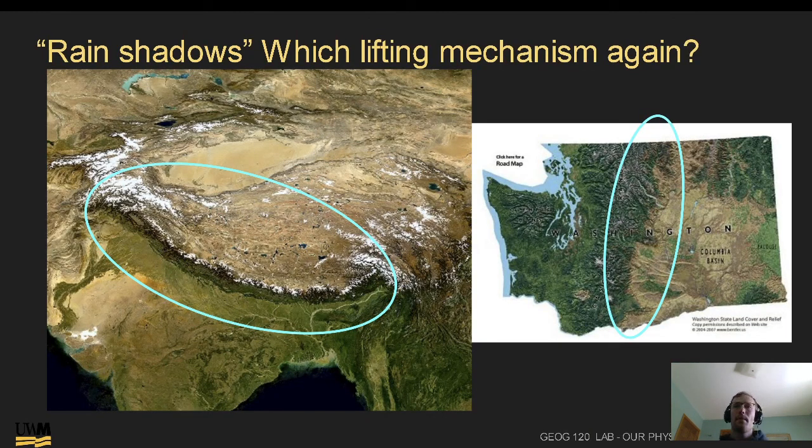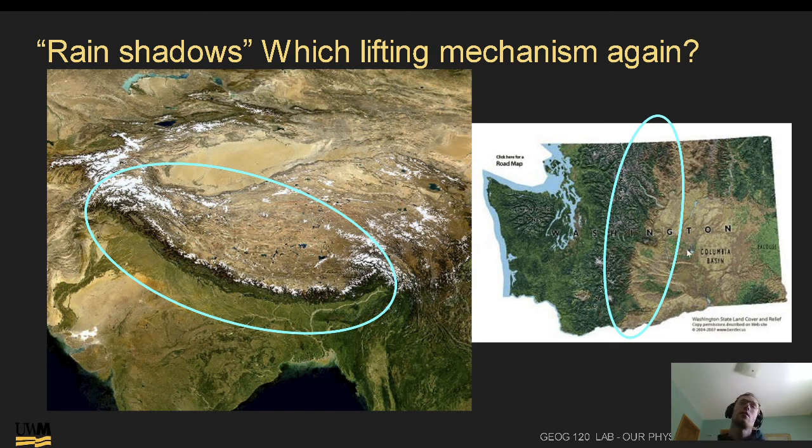Now, if you've heard of the concept of rain shadows before, this is also related to this same concept of adiabatic cooling and lifting condensation level, orographic lifting. All these concepts build to what we would call rain shadows. Let's look at the example on the right.